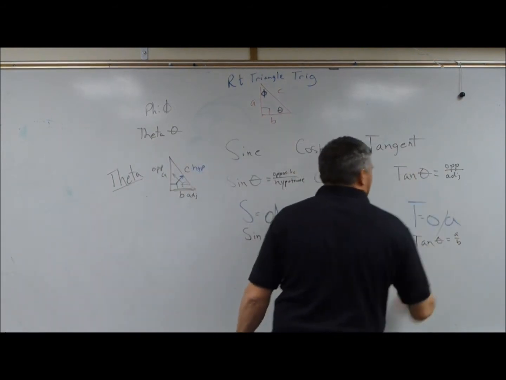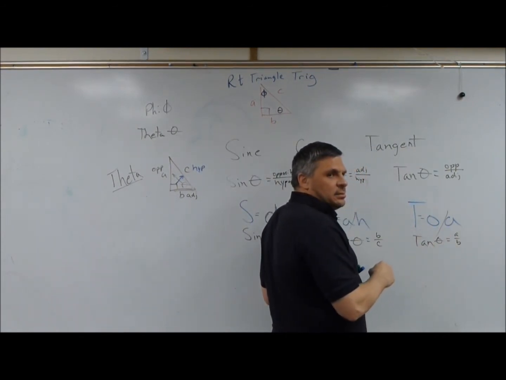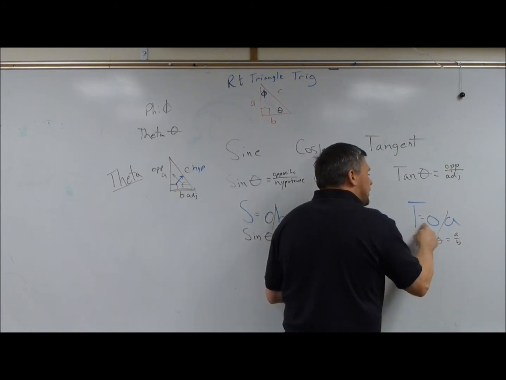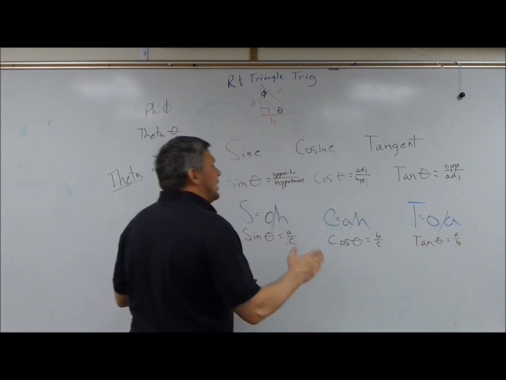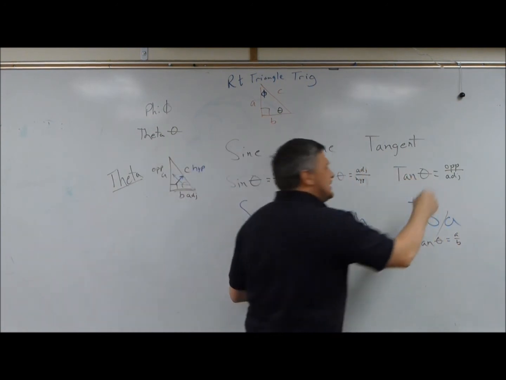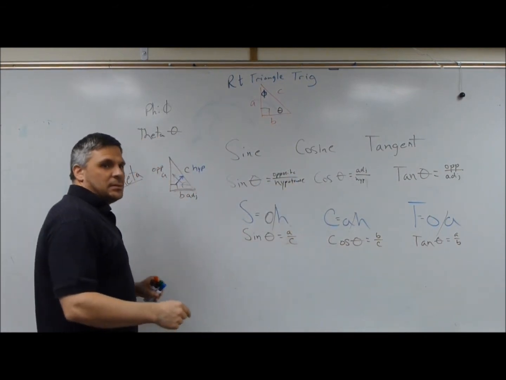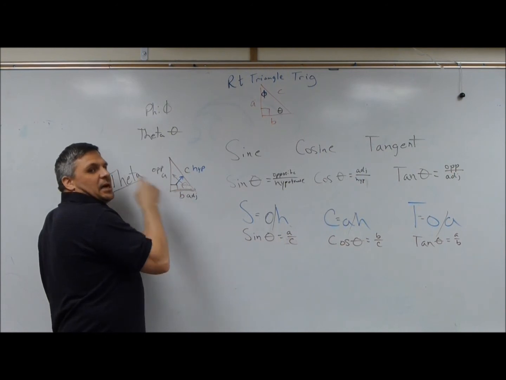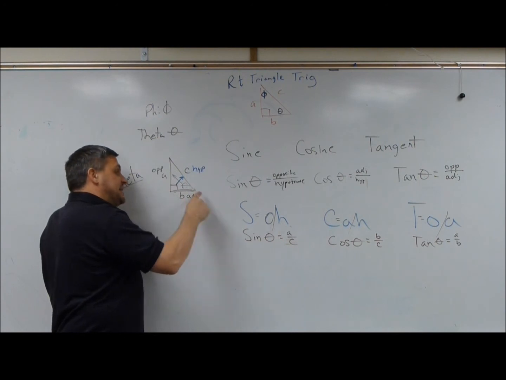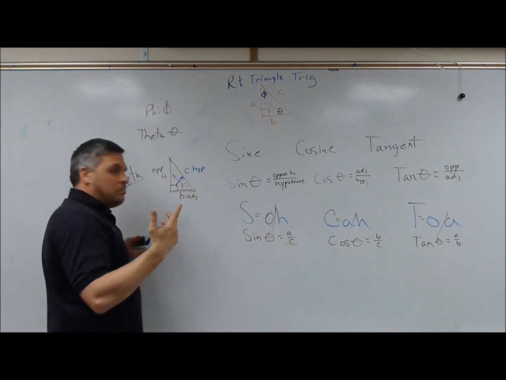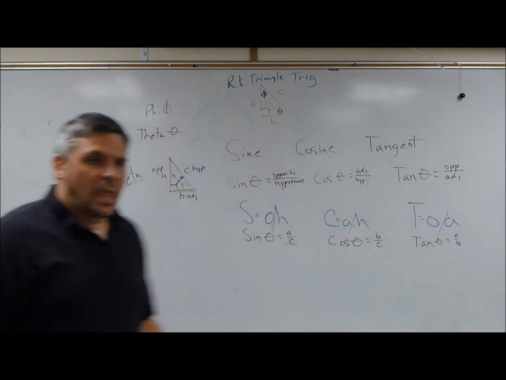Then we look at tangent, or TOA. TOA is T-O-A. So we have T equals O over A. So now you have the tangent of theta is equal to the opposite leg over the adjacent leg. In this case, the opposite leg of theta is A, and the adjacent leg is B. So tangent theta equals A over B. And that's SOHCAHTOA.